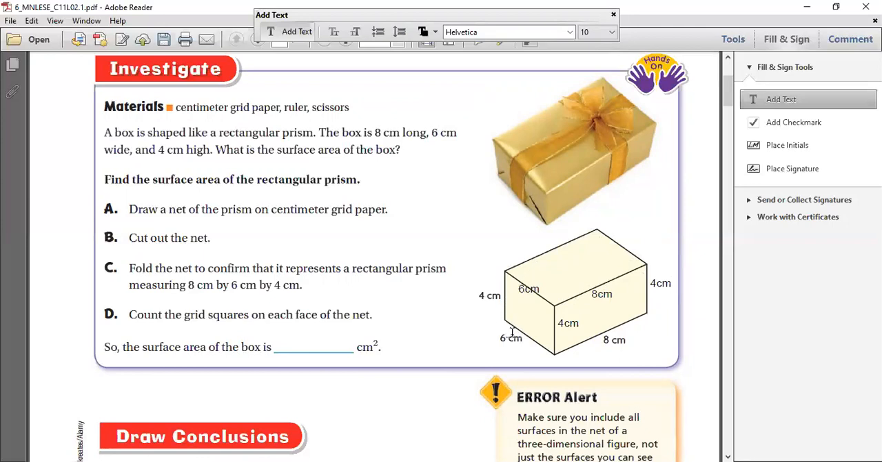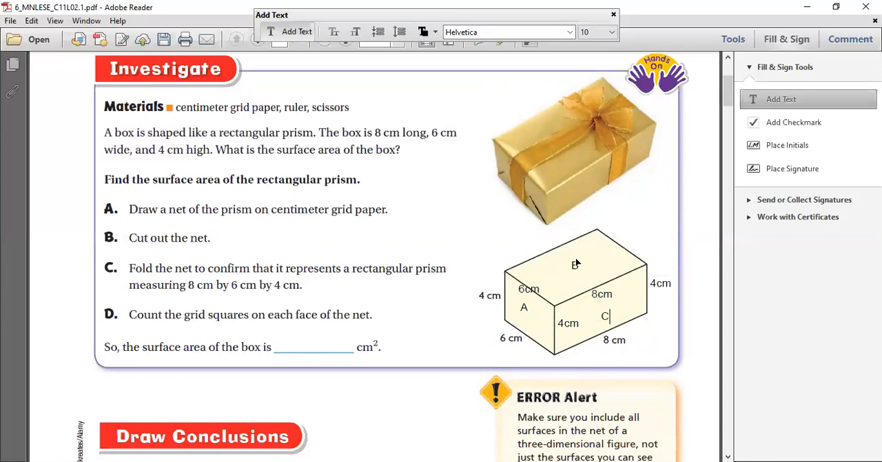So let's start with this. How many sides does the rectangular prism have? It has 2. This side 1 and the other side 1. So we will find the area of one rectangle and then multiply it by 2. First let's name these so that we will not get confused. Let's name this as A, and this as B, and this as C.